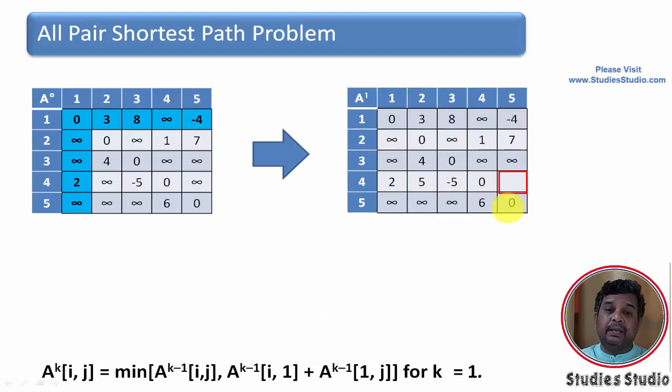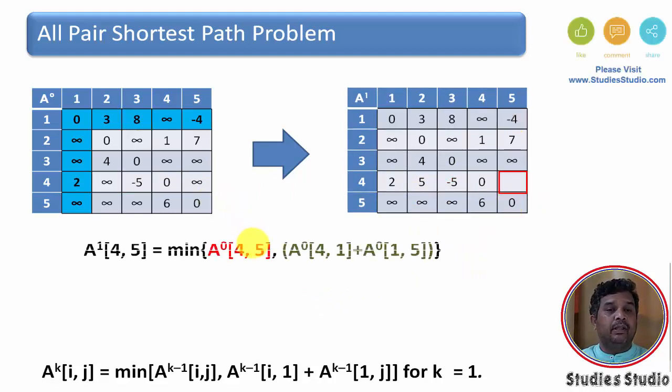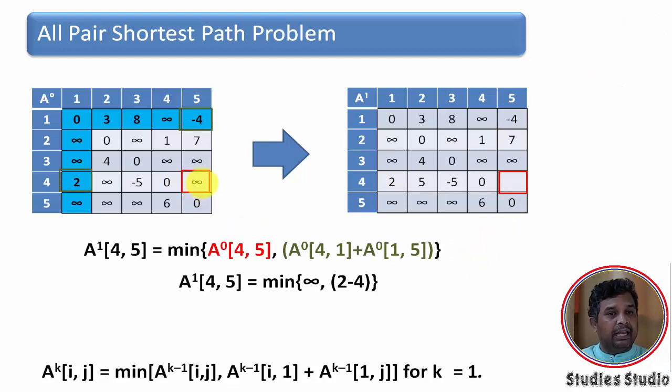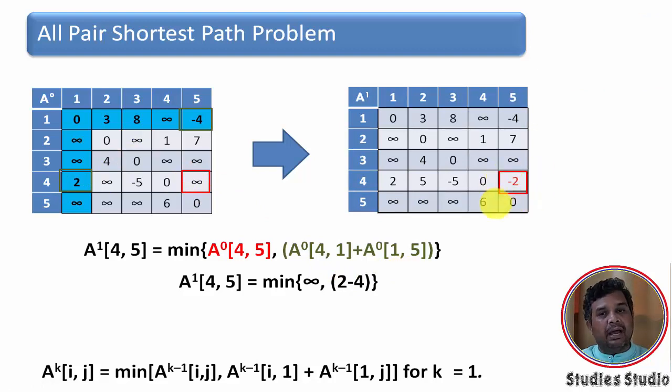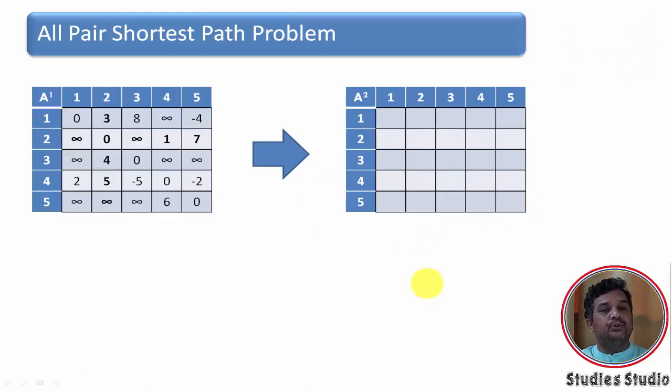The next empty space is 4, 5. Now in 4, 5, the location I am having infinity. And if I project it here, I will get 2. And if I project it to the fixed row, I am going to get -4. So -4 plus 2, and infinity. Which one is smallest? So I am getting the value -2, and I am going to write it here. Now I got all the values of A1.